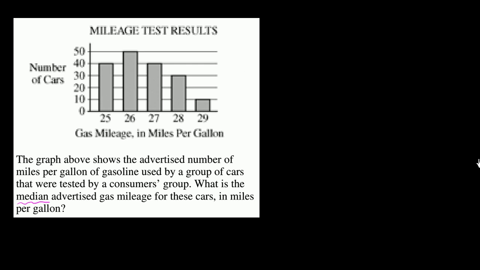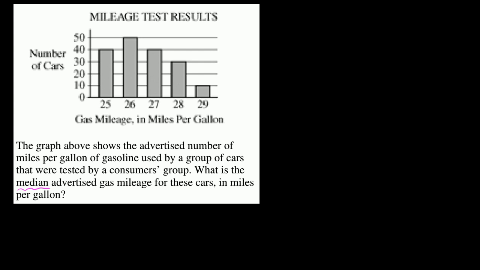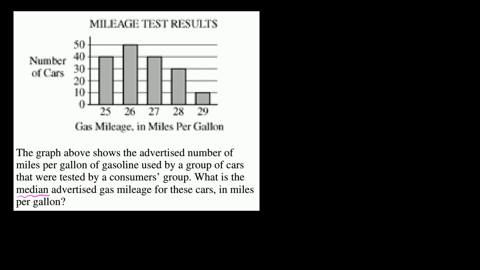Let me see where I can draw this in an interesting way. Actually, I'll just do it right here on the right-hand side. So we have 40 cars that have a mileage of 25 miles per gallon. You could imagine me writing 25 40 times. So that's 40 times, just like that. And I know that from that right over there.